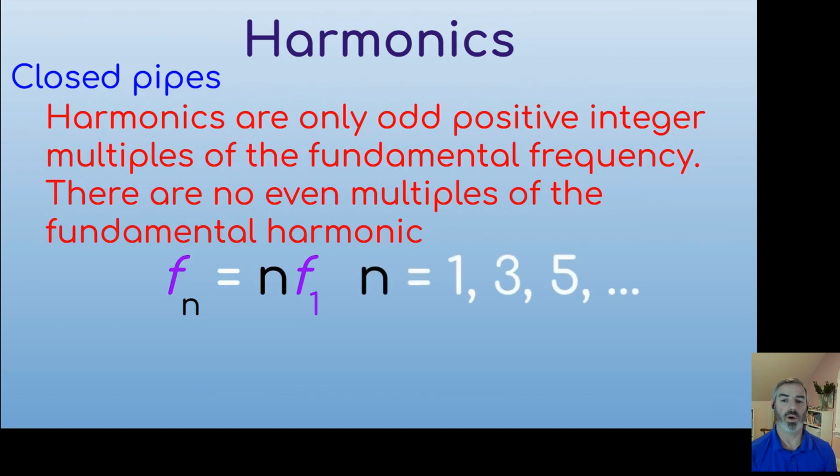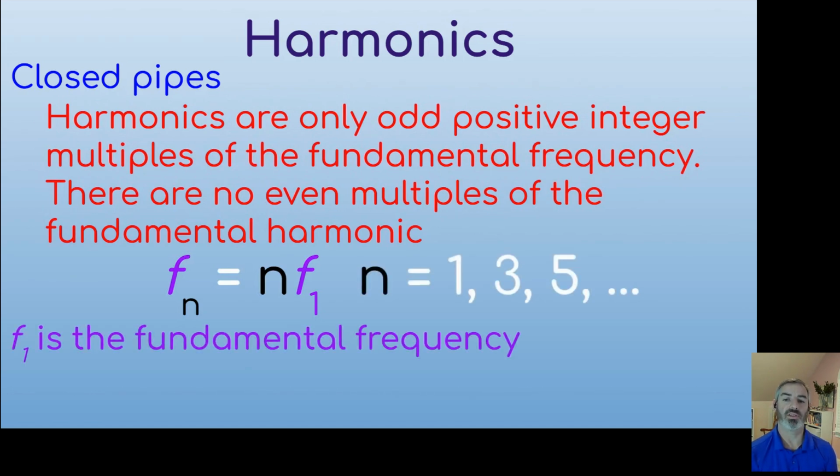So we look, F1 is the fundamental frequency, and N is the harmonics, but we only multiply by 1, 3, or 5. So the frequency is going to be the fundamental frequency, then triple that, and then quintuple that, and so on and so forth. So let's look at an example problem.